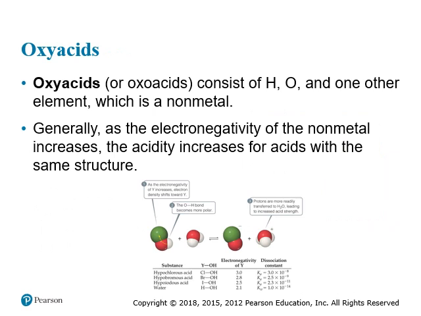Oxyacids, also known as oxoacids, are ternary compounds made up of three elements, where one is hydrogen, a second one is oxygen, and a third is a nonmetal. Now, in oxoacids or oxyacids, the ionizable hydrogen is connected to the oxygen. And in general, as the electronegativity of the nonmetal element increases, so does the acidity for acids that have the same structure.